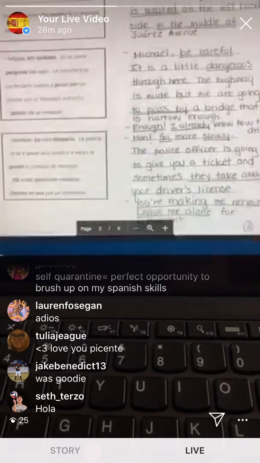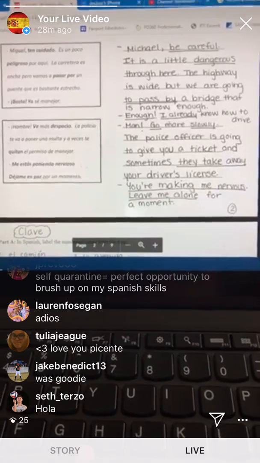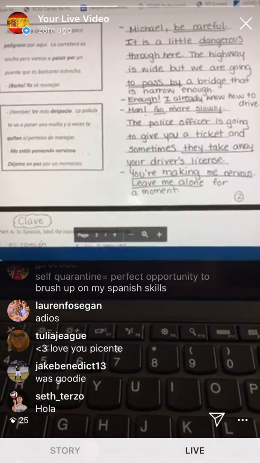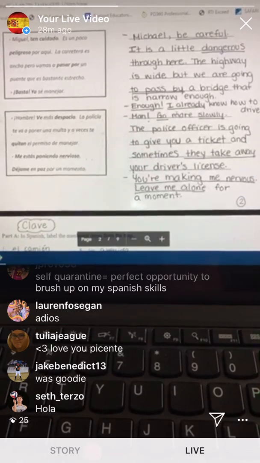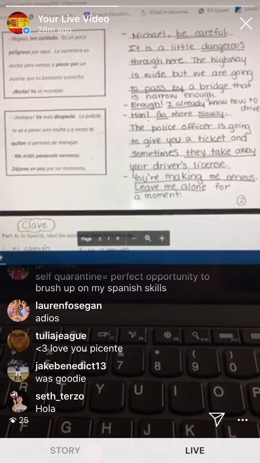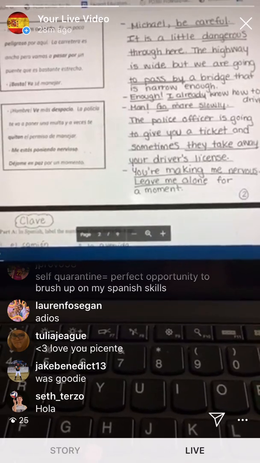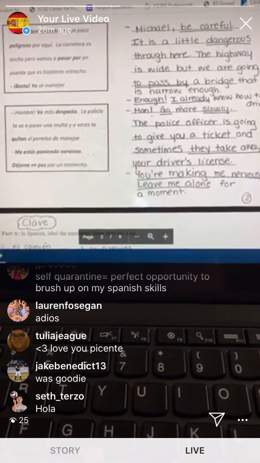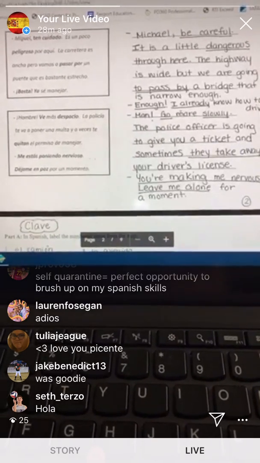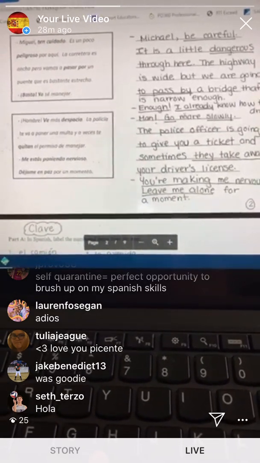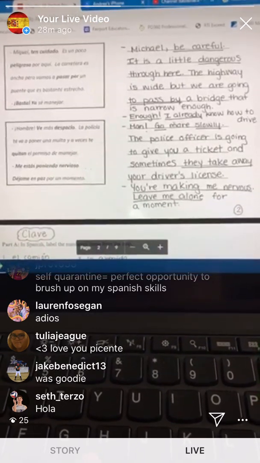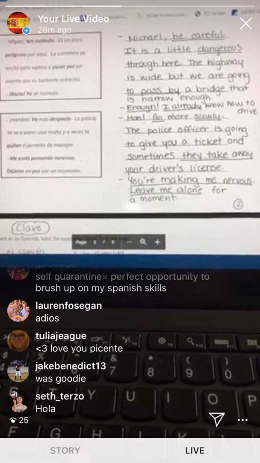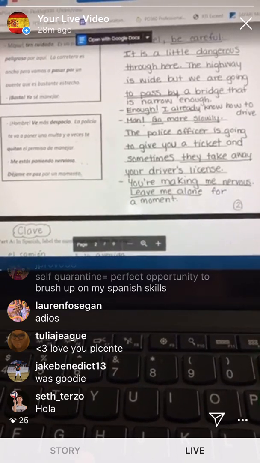All right. And then at the end of this page, ve más despacio, go more slowly. La policía te va a poner una multa. The police is going to give you a ticket. Me estás poniendo nervioso. That's the expression for you're making me nervous. So there are a bunch of words here that are really not cognates, words and expressions that I would encourage you to make sure you're studying.